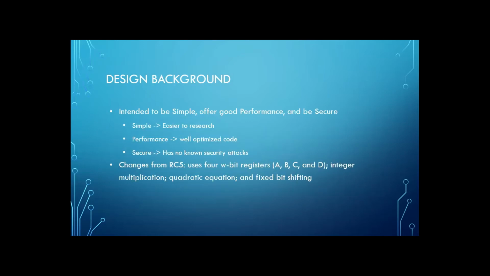RC6 was designed with three components in mind. It was intended to be simple, offer good performance, and be secure. Simple was preferred so cryptologists can analyze a cipher better, while the code was optimized for better performance. And obviously, as a cipher, it needs to be secure. From our research, there has yet to be a practical attack that breached RC6. Changes from RC5 included using w-bit registers, usually done as A, B, C, and D, adding integer multiplications, adding quadratic equations, and fixed bit shifting.